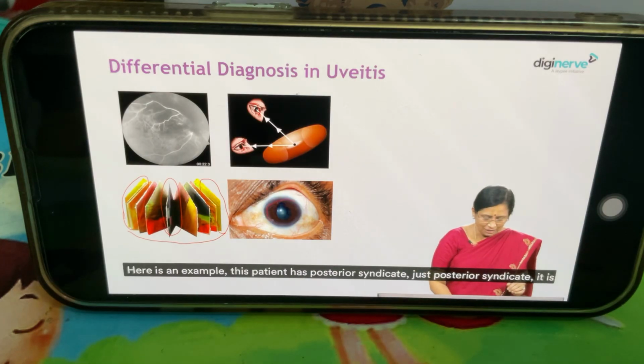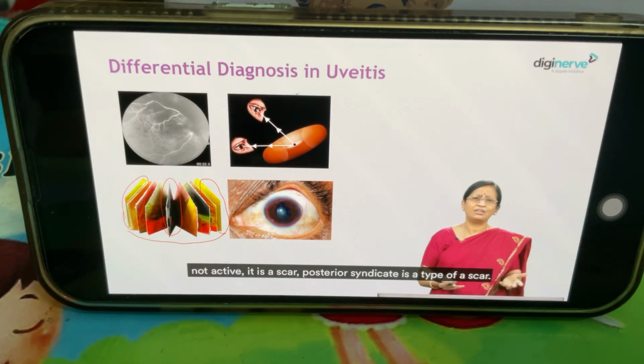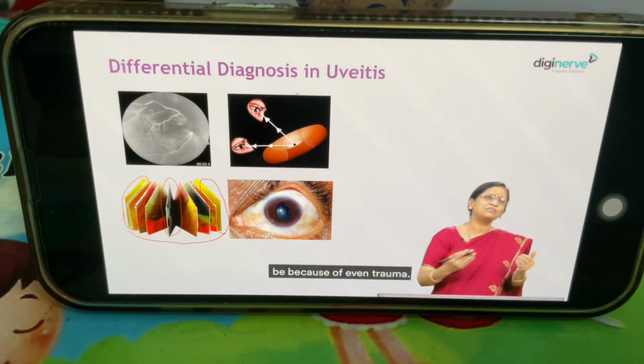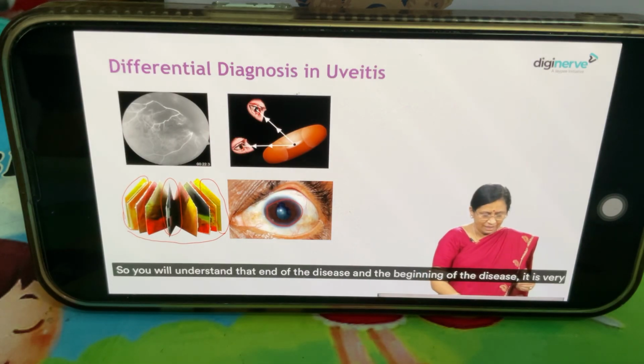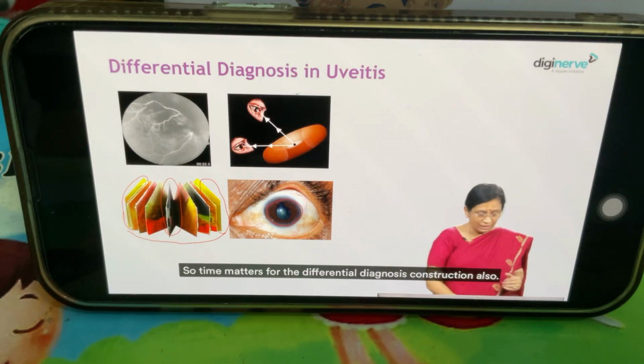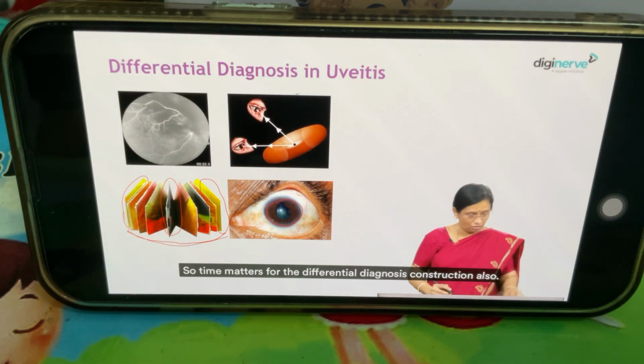Here is an example. This patient has posterior synechiae. Just posterior synechiae. It's not active. It's a scar. Posterior synechiae is a type of scar. It may be because of an HLA-B27 disorder, it may be because of sarcoid, it may be because of TB, it may be because of even trauma. So you will understand that at the end of the disease and at the beginning of the disease, it's very difficult to make a proper list of differential diagnoses. So time matters for differential diagnosis construction also.